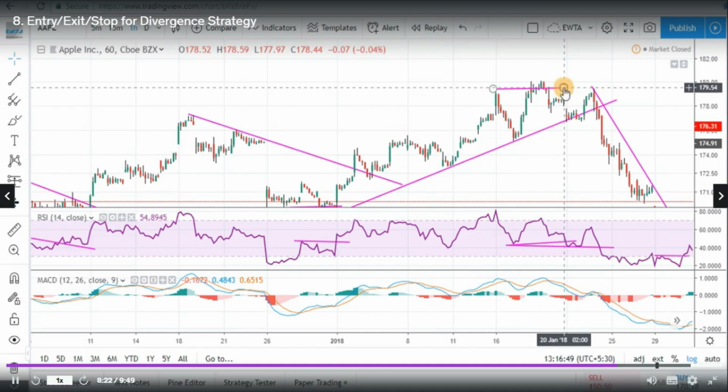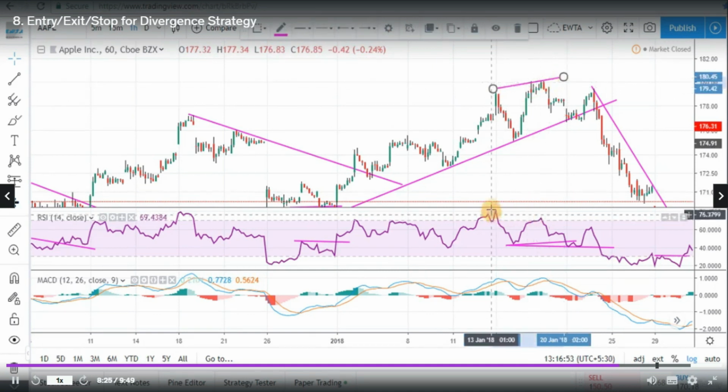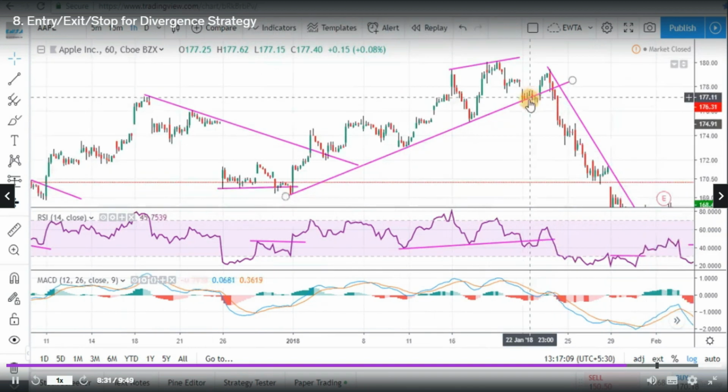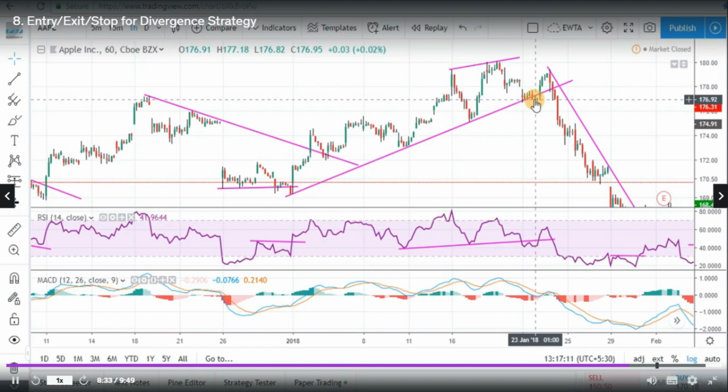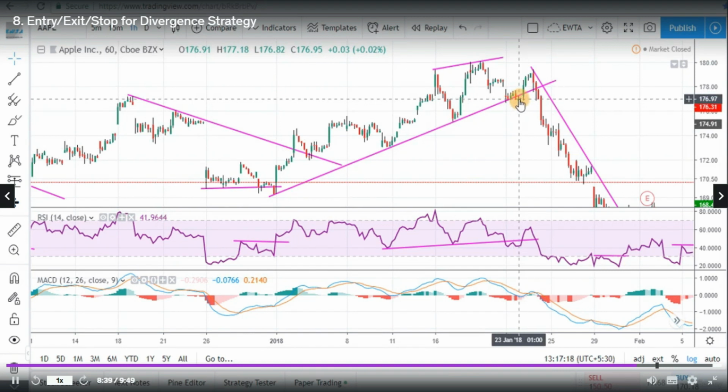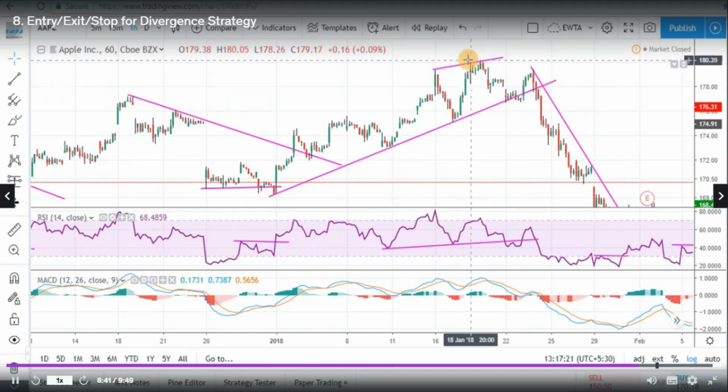Then this was a bearish divergence. RSI is giving a bearish divergence. This is the trend line for RSI. Now at this candle we are getting a signal of short selling because candles are below this trend line, so we can go short at this candle with a stop loss at the high of this peak.